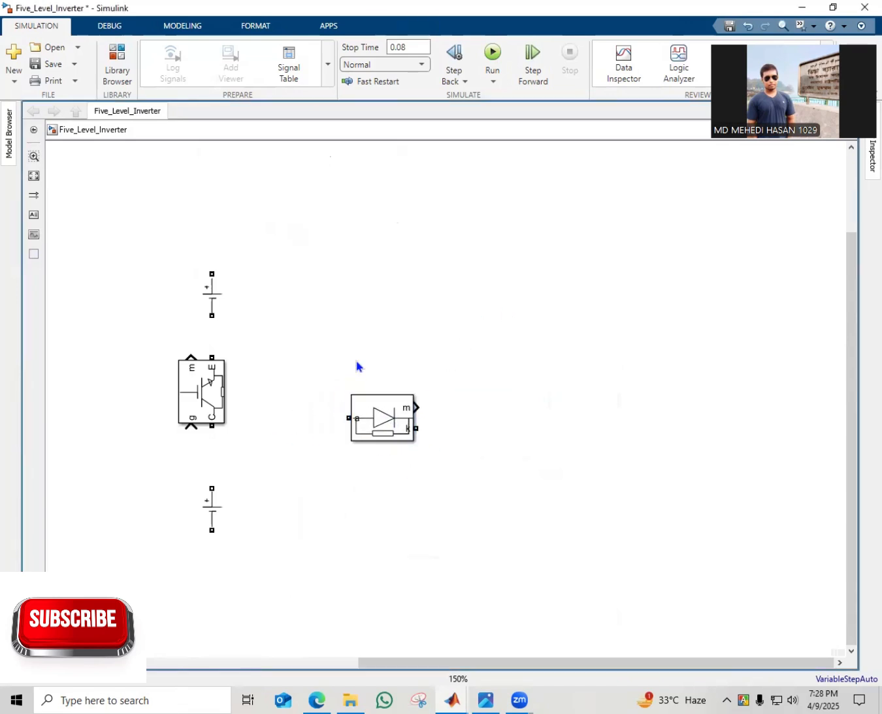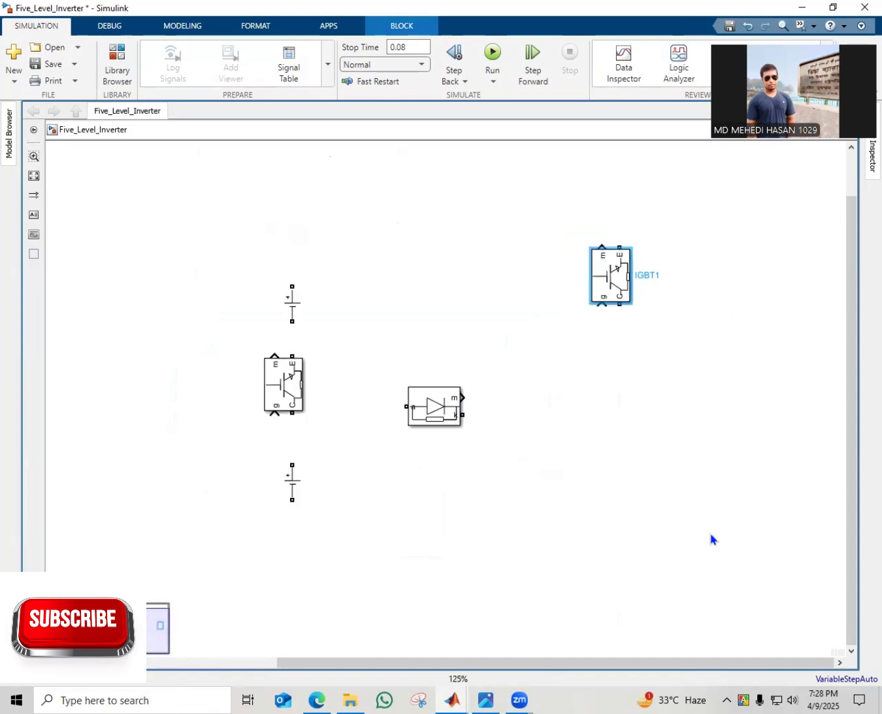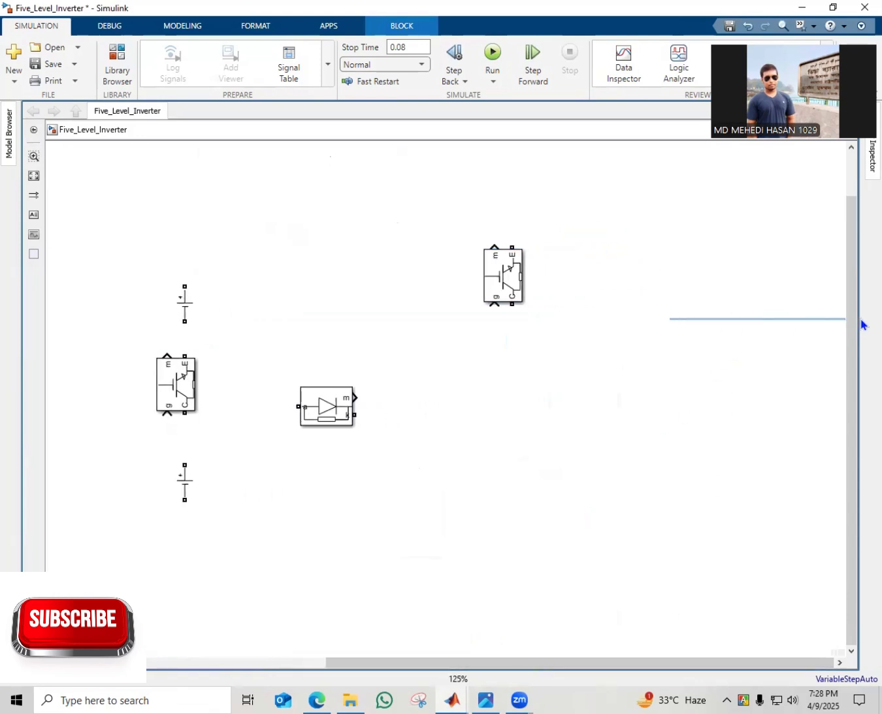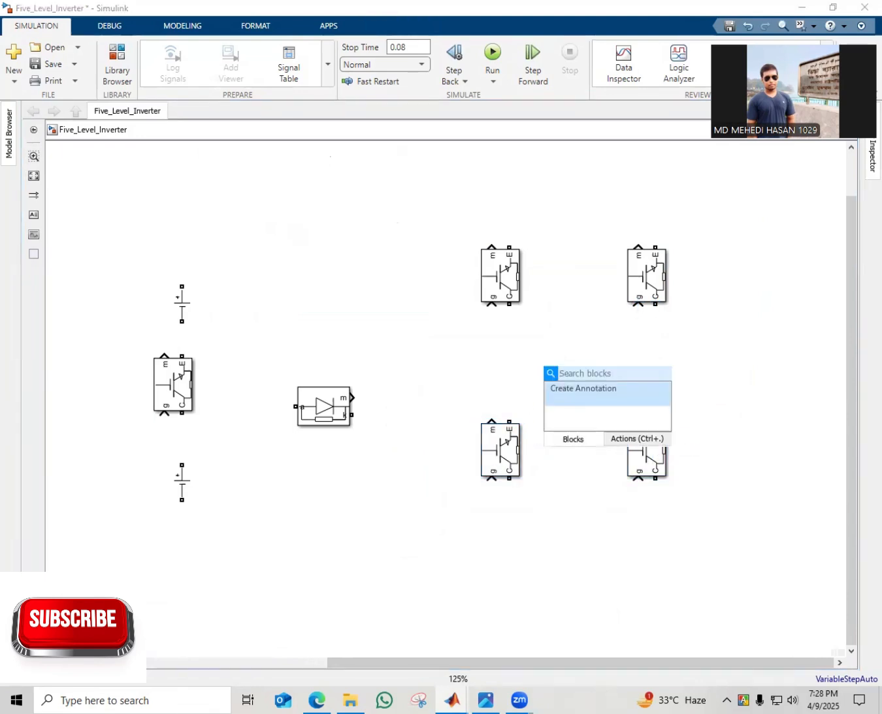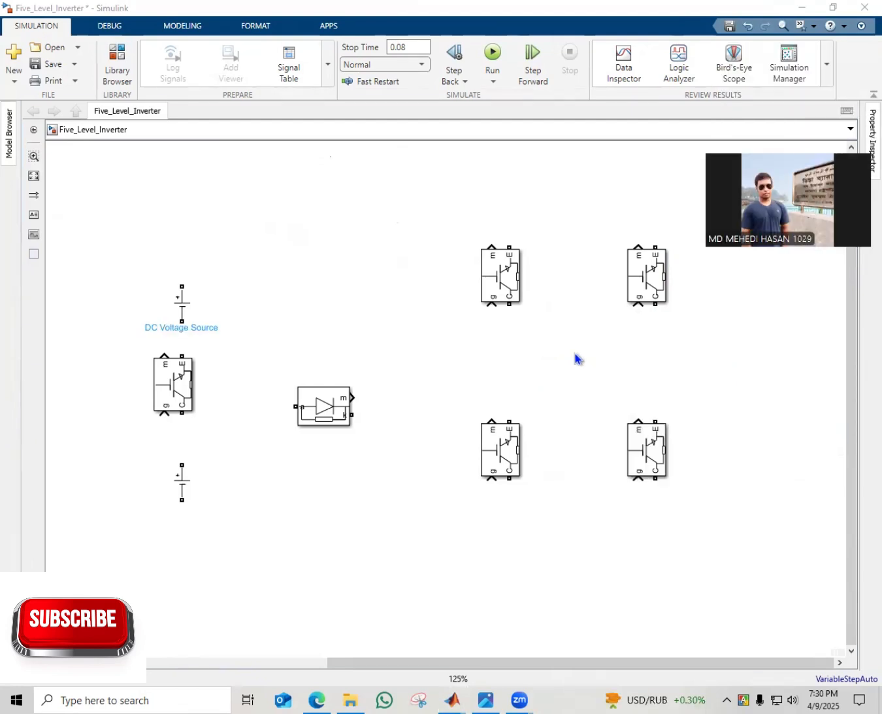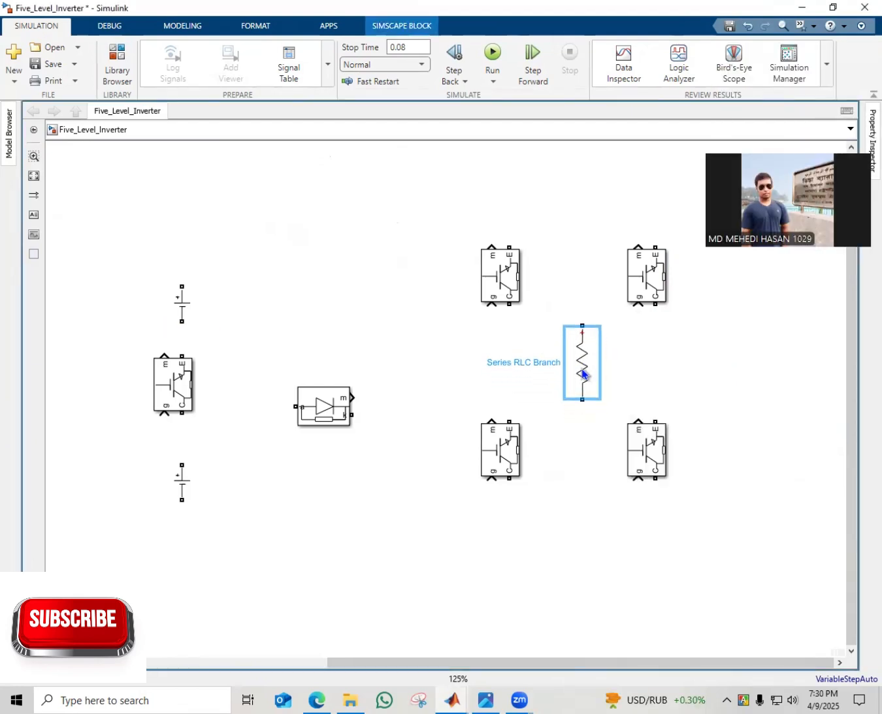A diode, and 4 IGBTs also, and a resistor. Now connect all of this according to the circuit diagram. So now we are connecting them. This is the part of the H bridge. Now complete the connection of the H bridge and resistor according to the circuit diagram shown before.